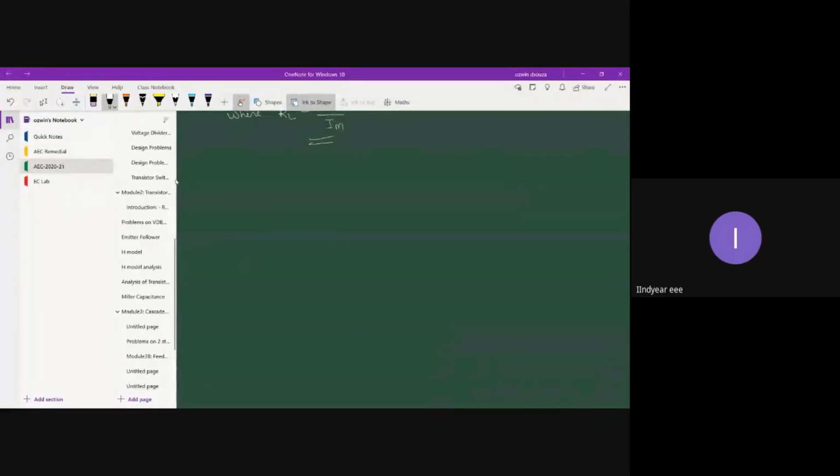So let me write the expression for PI DC. Now, PI DC cannot be simply taken as ICQ. Why can you not take it as ICQ? Can anyone tell me?